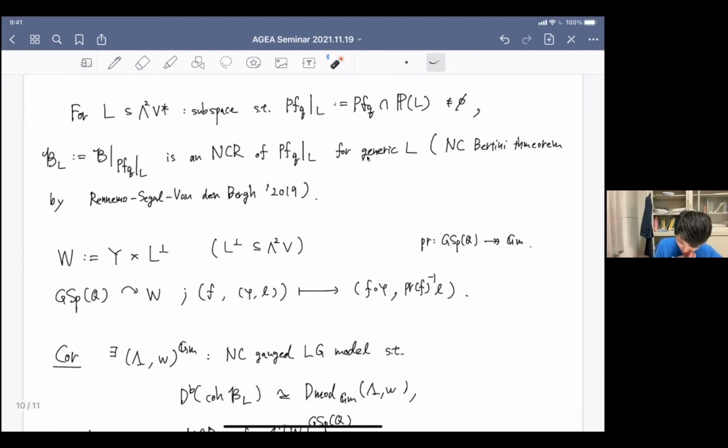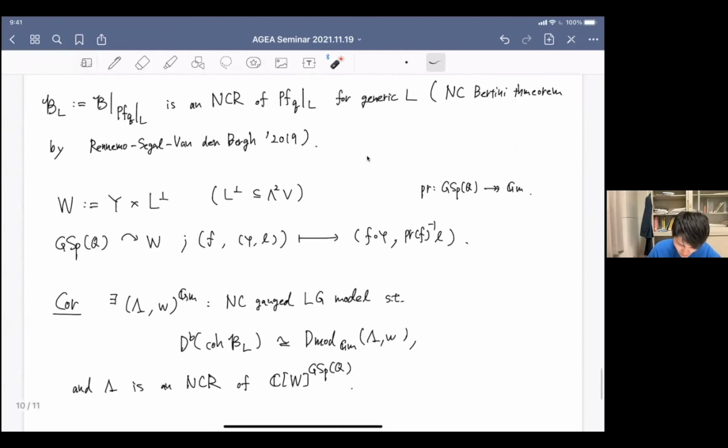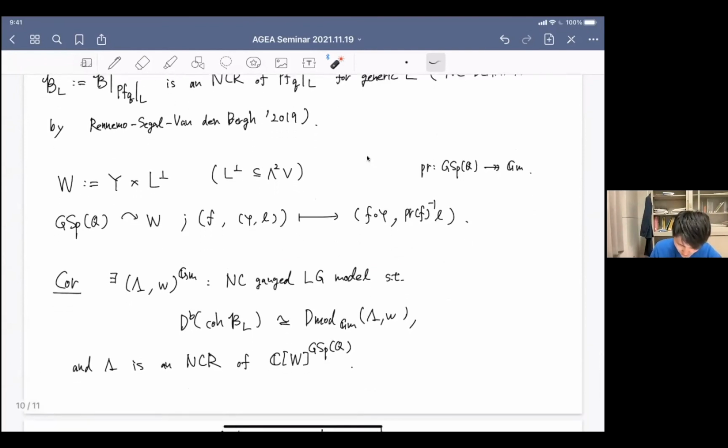And let W be Y cross L perp, where L perp is the vanishing locus of L, in the dual space of the original wedge two V star. And consider the GSp(Q) action on W defined by this. So our second main result is the following.